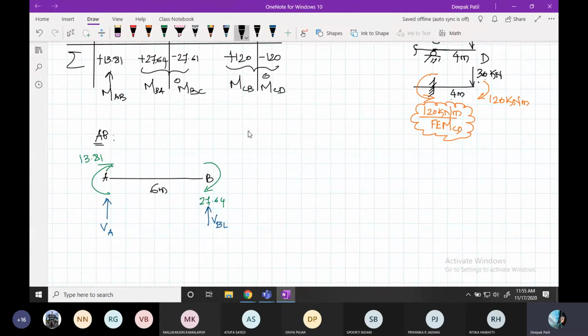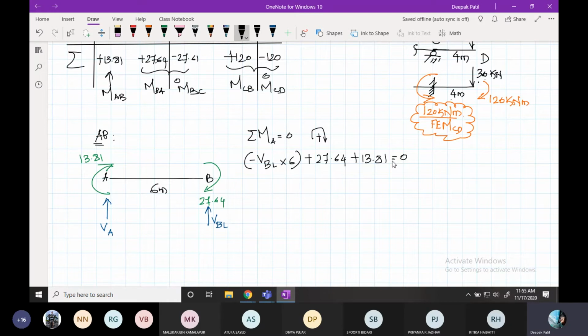Now I will simply apply the equations of equilibrium and calculate VA and VBL. To do that, I will take moments at A, taking clockwise moments as positive. VBL will actually cause an anti-clockwise moment at A, so minus VBL into 6. This is a clockwise moment, so I put plus 27.64. VA will not come into the picture, and this moment is positive, so I put plus 13.81. So nothing is there, equal to 0.